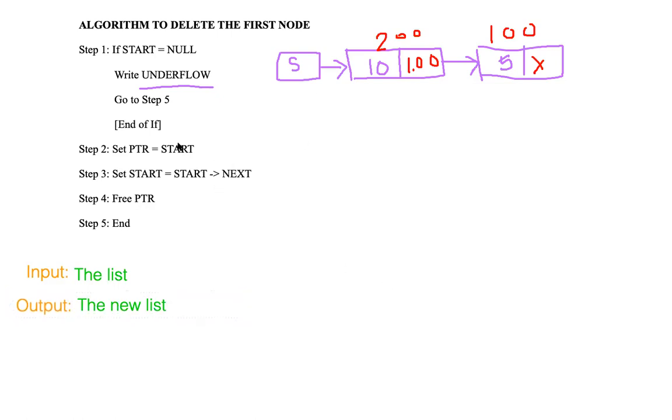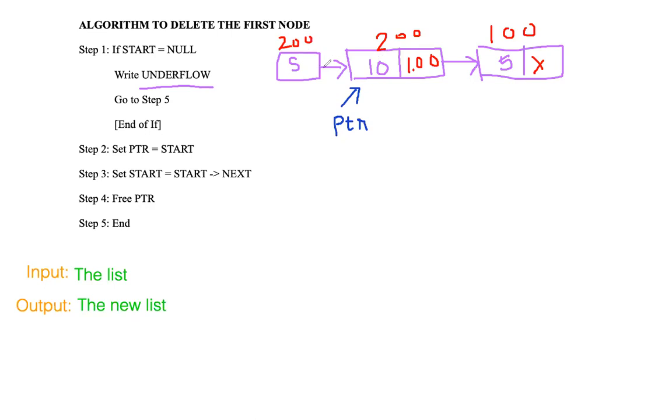Now what we are doing is first setting a pointer PTR to start. That means here also it is 200. So at first we are setting a pointer to this node. We are deleting at the beginning of the list. At the beginning of the list means we always want to delete the first node. So we are setting a pointer to this node. Now if we delete this node, this node will become the first node in the list.